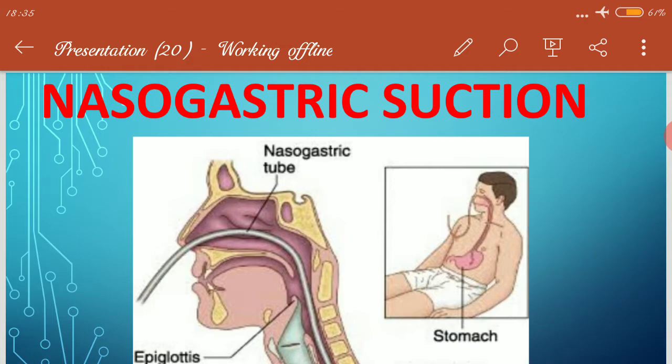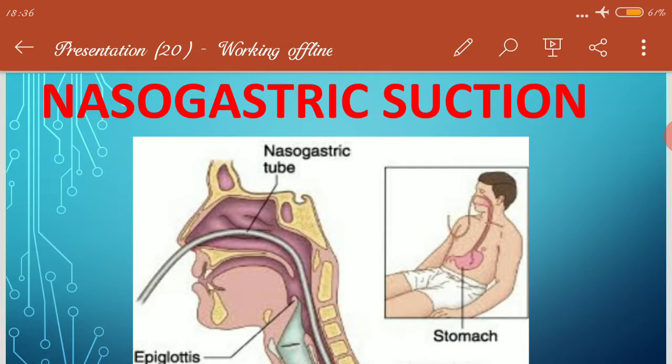So, what is nasogastric suction? Nasogastric suction means removing solids, liquids or gases from the stomach and small intestine by inserting a tube through the nose, esophagus and stomach, then removing the gastrointestinal secretion.